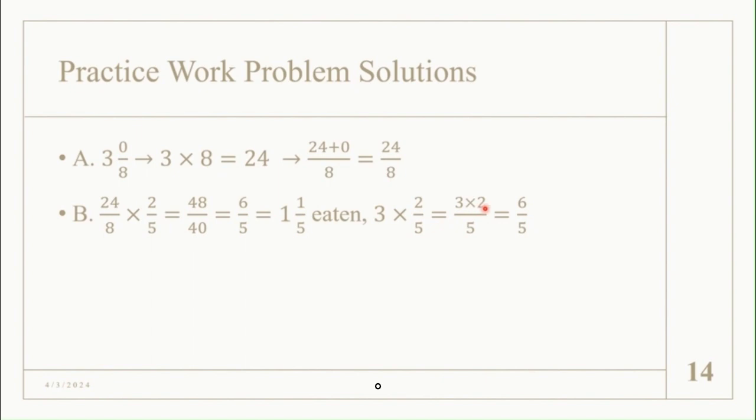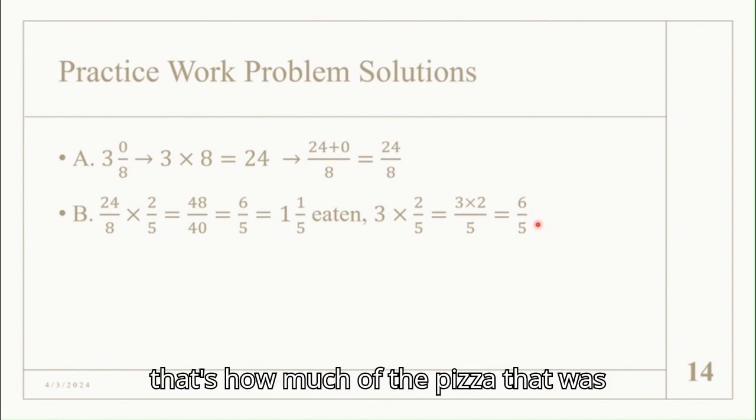That gives us 3 times 2 over 1 times 5, which is just 5. And that gives us 6 over 5. And that's how much of the pizza that was eaten.